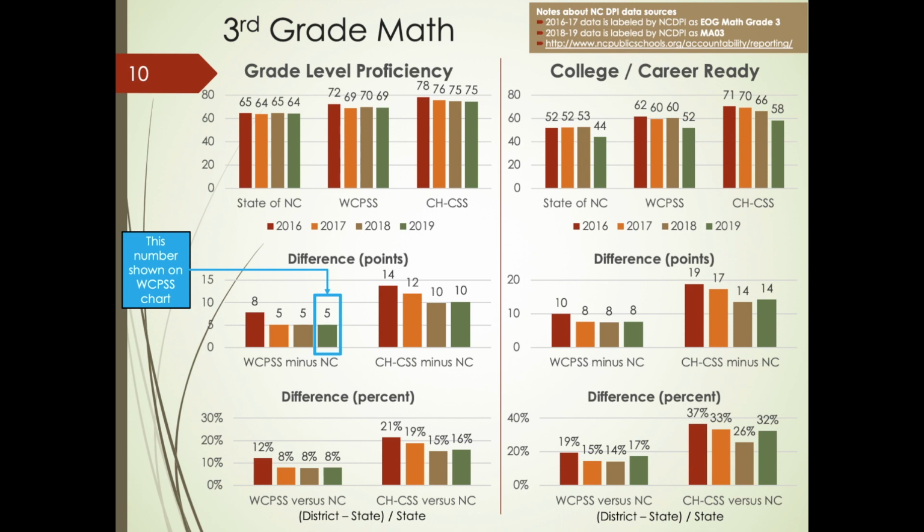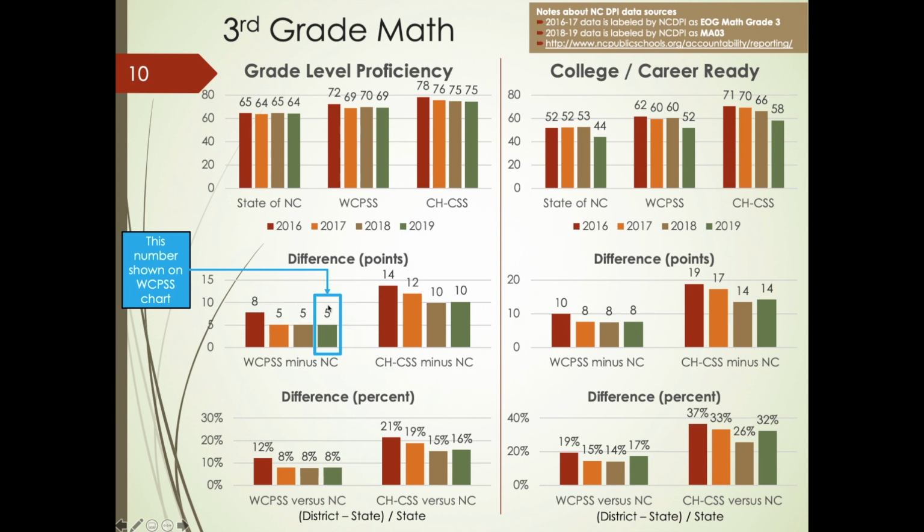So pulling those 4 data points from those 4 Excel files for those 4 years, again for these 3 locations, the state, Wake County, and Chapel Hill, and then again for GLP and CCR, I'm able to pull this chart together. I put all these numbers in a spreadsheet and calculated the differences, just subtracting the 2 numbers, showing Wake County minus North Carolina, and then Chapel Hill minus North Carolina. And then I show the difference expressed as a percent as well, calculated by doing district minus state divided by the state. This gives you a relative number of how this performs.